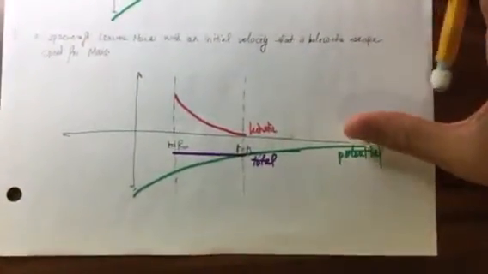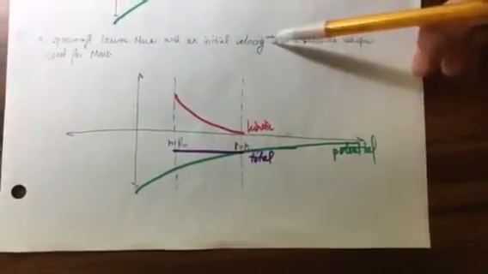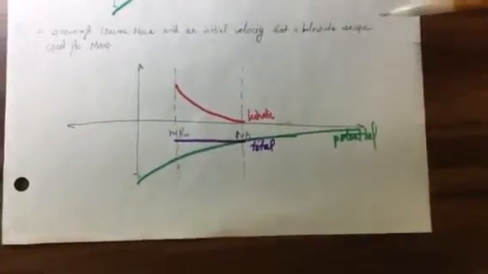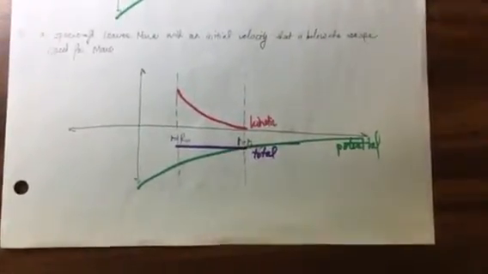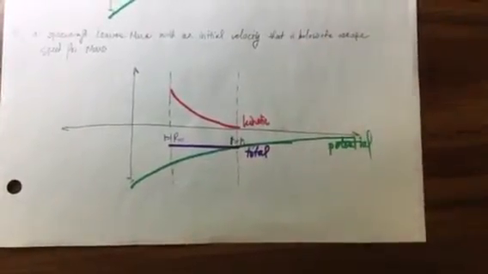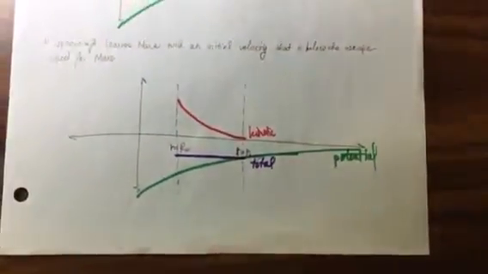Alright, so in this last scenario, you have a spacecraft that leaves Mars with an initial velocity that is below the escape speed. So what happens to an object that leaves below the escape speed? It essentially orbits Mars, right? Because it does not have enough energy to leave the gravitational pull of Mars.